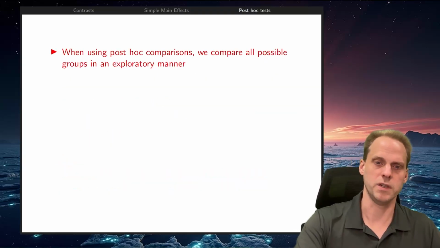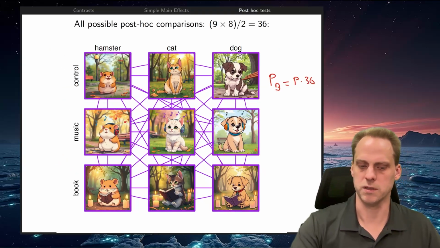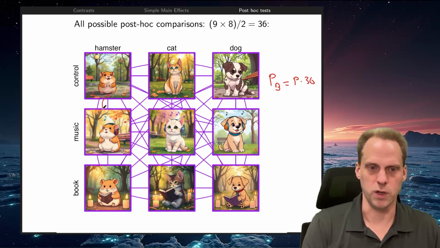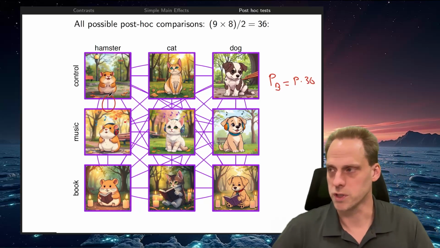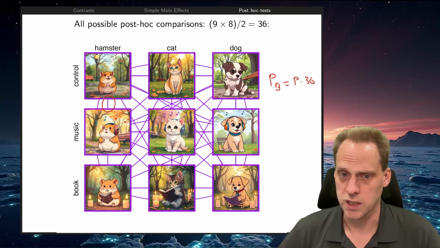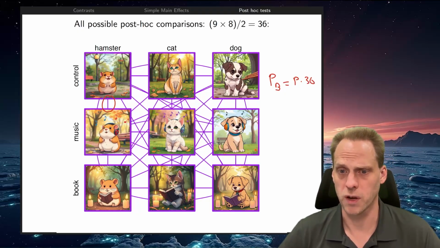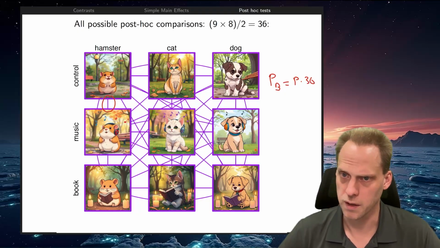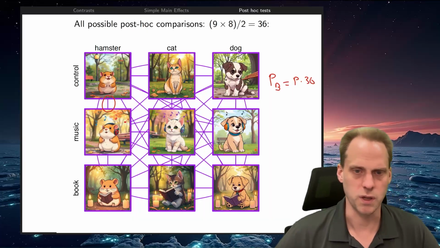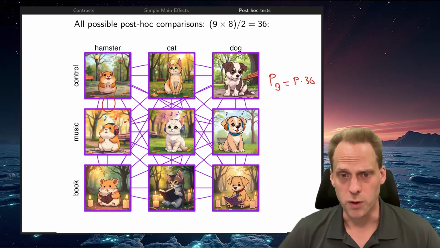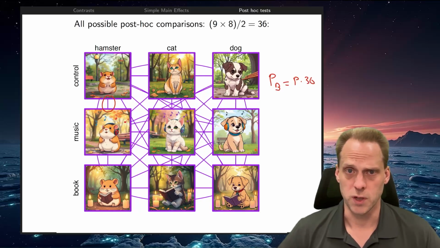So maybe your plan was never to do all these comparisons, right? Maybe your plan was always from the beginning on to only compare the control and the music condition of hamsters. If that's the case, you don't need to adjust for 36 or 35 other tests you would not have done. Right? And that's why we can do the contrast or the simple effect, in this case it's contrast. And we don't have to adjust the p-value because we already planned that analysis beforehand.